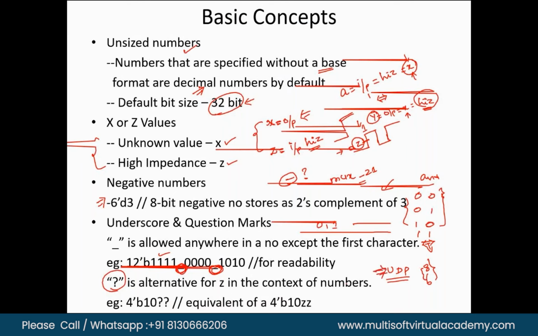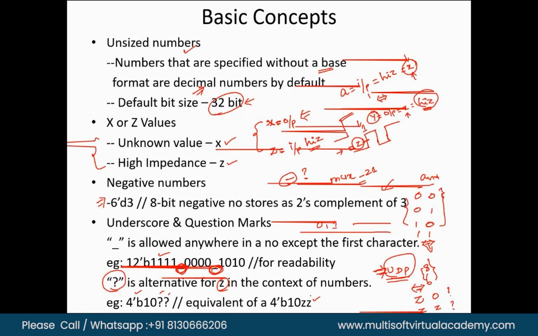In that case, the Z comes into the picture. I can take one of the inputs as Z and the other input as 0. Likewise, both the inputs are 0, Z. Then what will be the output? Like this, I can write code using UDP, user defined primitives. So in that condition, we'll be using this Z. An example, 4-bit binary 10?, so unknown values. Similarly, instead of this question mark, you can use Z.